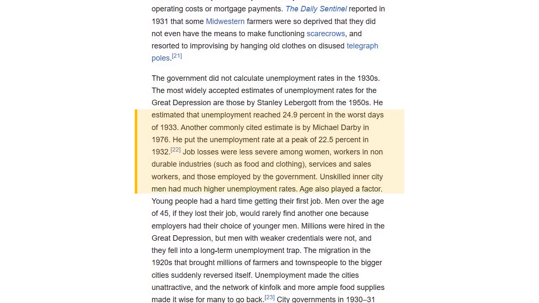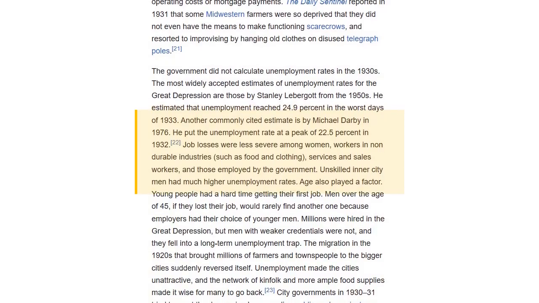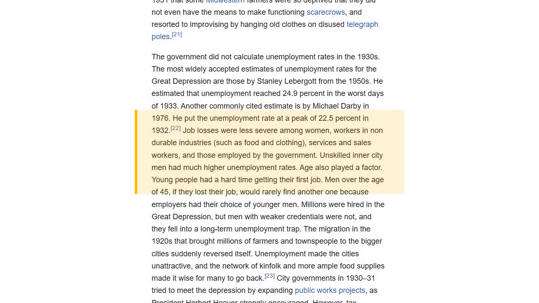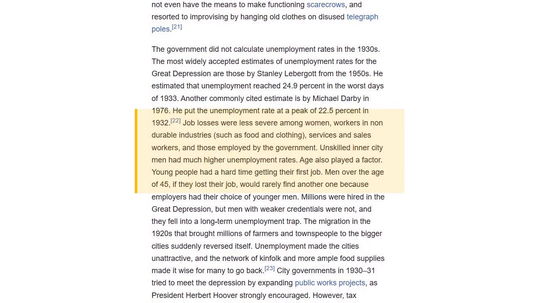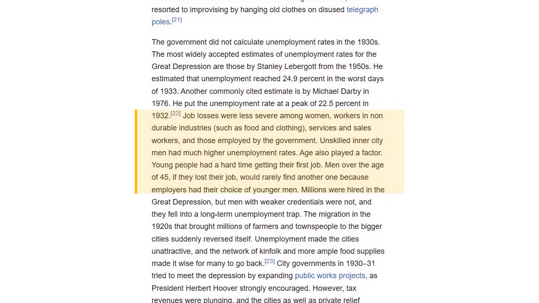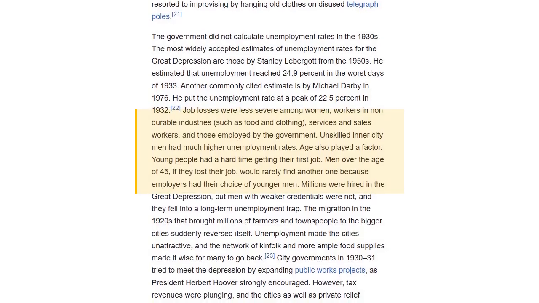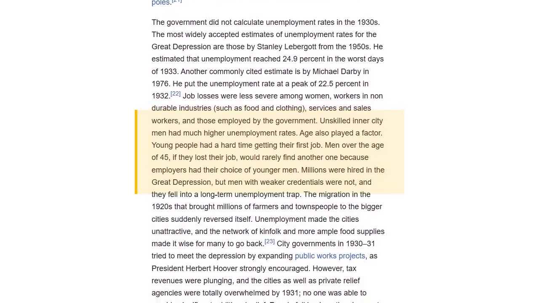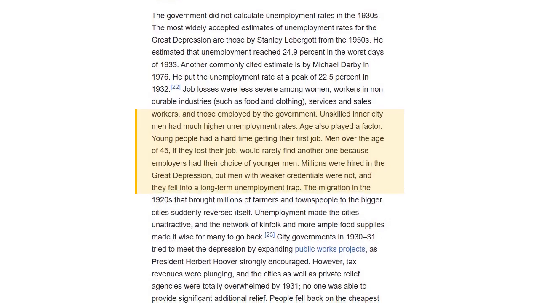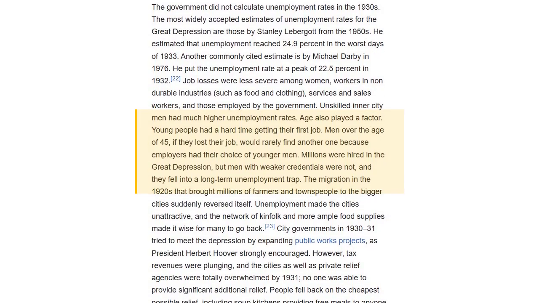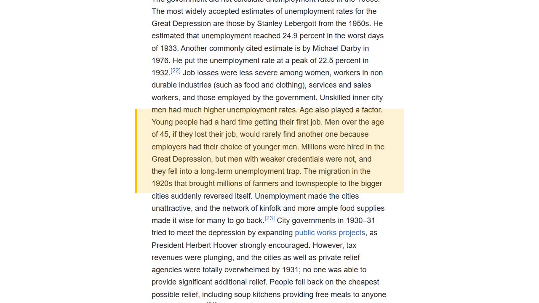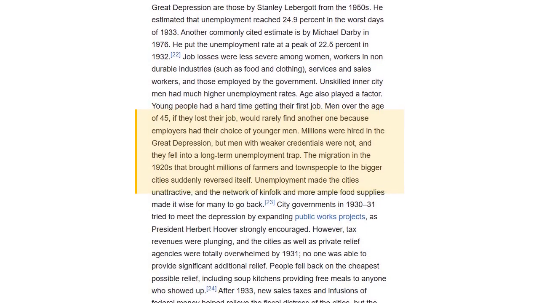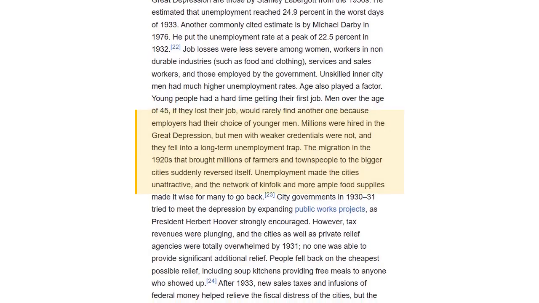Job losses were less severe among women, workers in non-durable industries such as food and clothing, services and sales workers, and those employed by the government. Unskilled inner-city men had much higher unemployment rates. Age also played a factor. Young people had a hard time getting their first job. Men over the age of 45, if they lost their job, would rarely find another one because employers had their choice of younger men. Millions were hired in the Great Depression, but men with weaker credentials were not, and they fell into a long-term unemployment trap.